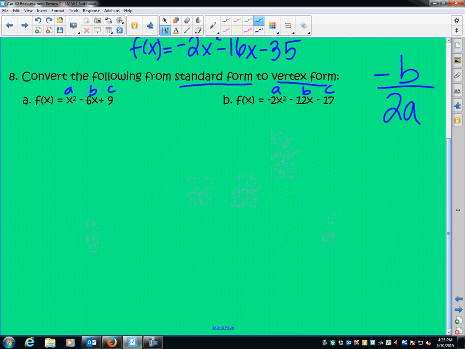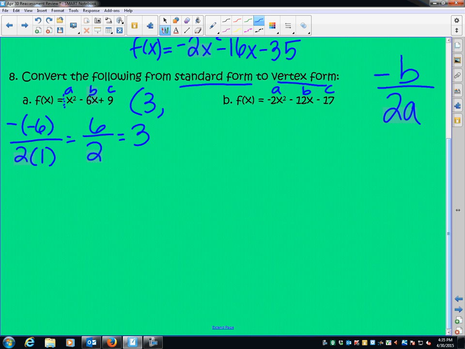Negative b over 2a. So negative b over 2, and our a is an imaginary 1 here. So that's going to be positive 6 over 2, which equals 3. I have gotten my x coordinate of the vertex. If I find the vertex, I've basically done what I need to do. But then I need to find my y. So I find my y by plugging in 3.